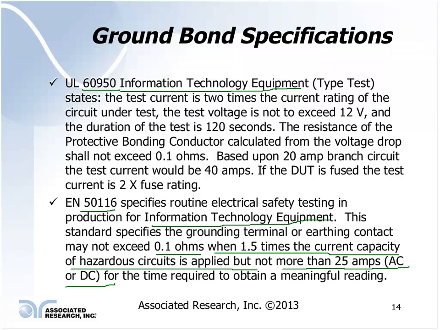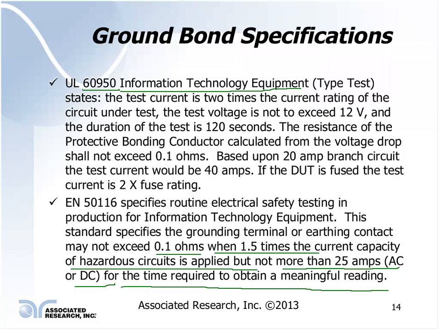There are other standards that basically state DC only. Okay, if you're talking something like solar panels, the ground bond test is specified as a DC test there. Okay, for a time required to obtain a meaningful reading. Boy, if that isn't ambiguous, I don't know what is. So you went from a 2-minute test here to a time required to obtain a meaningful reading. In a production line situation, that's about 0.1 seconds, I think, but that's really not realistic.